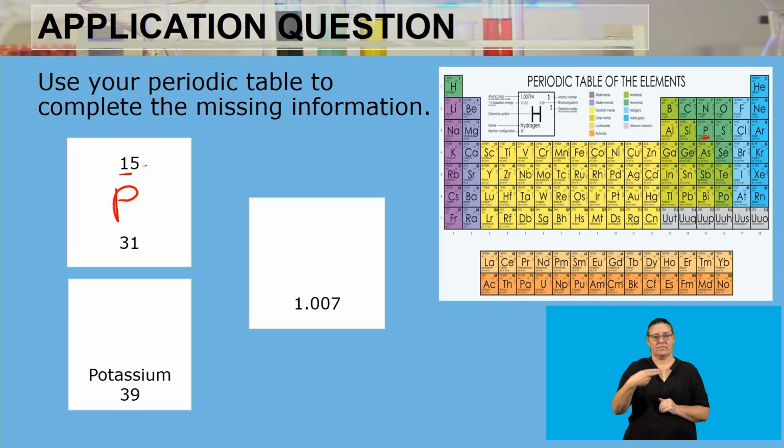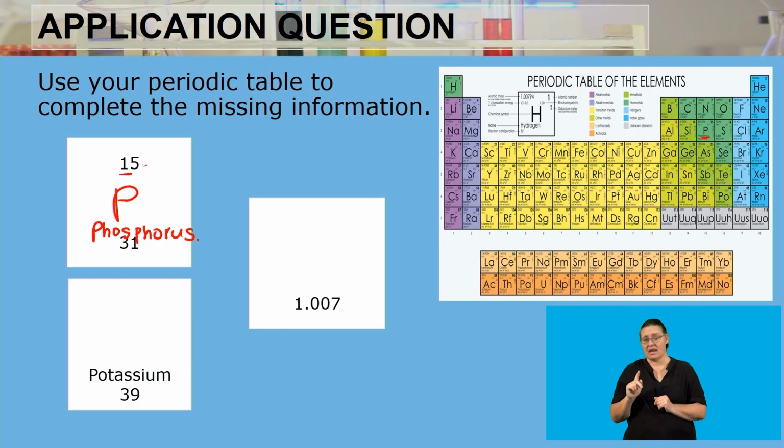Then our next one, potassium. Potassium, we are given the atomic mass with the name of that particular element. So we can write there that this is phosphorus, so that we don't have any confusions. Then our next one there, it is potassium, and it has an atomic mass of 39.